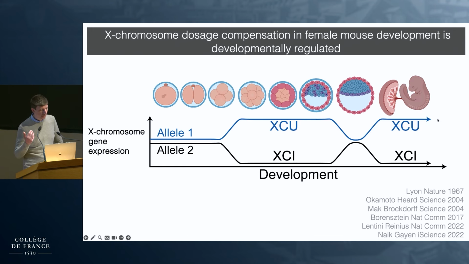So we now know that X chromosome inactivation is developmentally regulated in mouse. X inactivation is induced in the pre-implantation embryo and then reversed in the naive epiblast, and then random X inactivation happens afterwards. We now know that any time X inactivation takes place in early mouse development, the other allele is upregulated. But how X chromosome upregulation is controlled is still unclear.